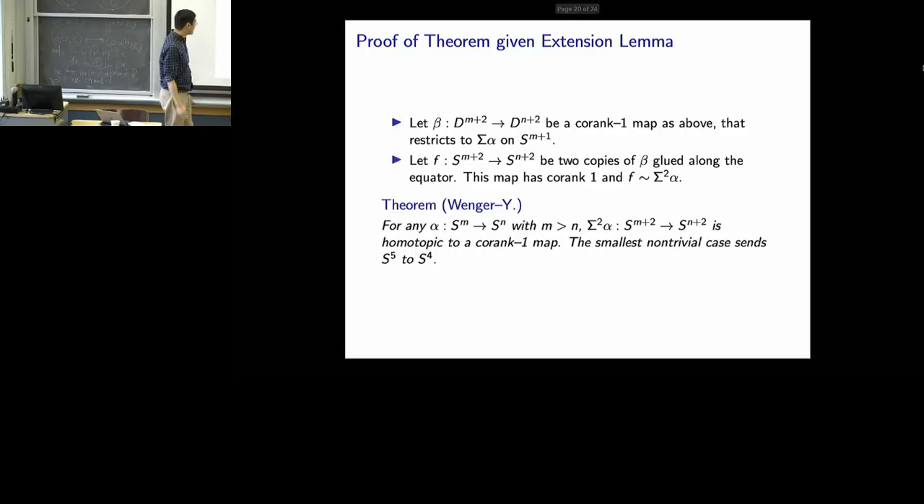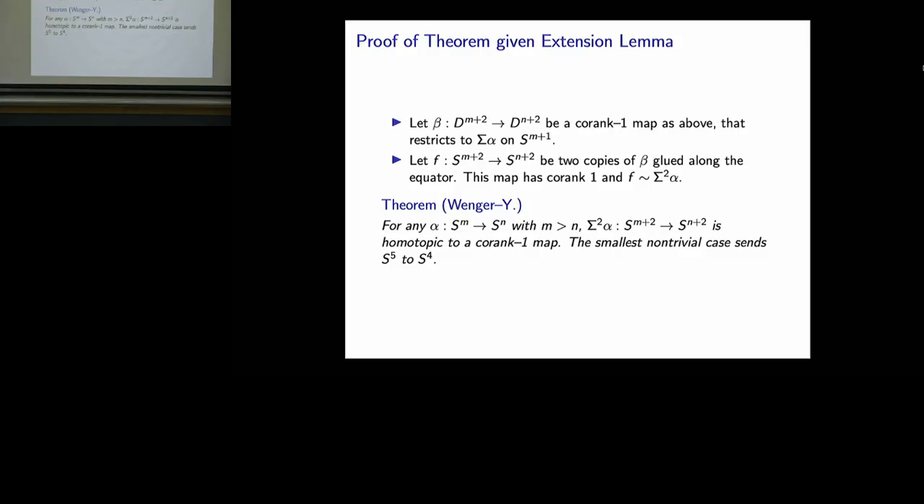And then you can conclude that for any alpha from S m to S n with m greater than n, the double suspension of alpha is homotopic to a corank 1 map. And the smallest non-trivial case where this happens is if you take the double suspension of the Hopf fibration. The Hopf fibration sends S3 to S2. The double suspension of the Hopf fibration sends S5 to S4.